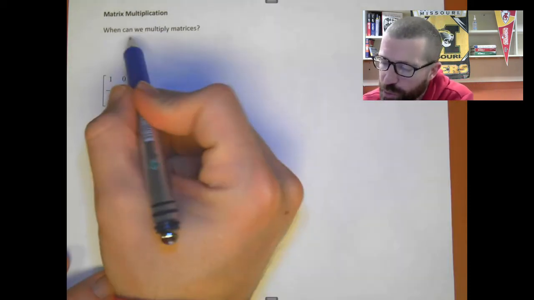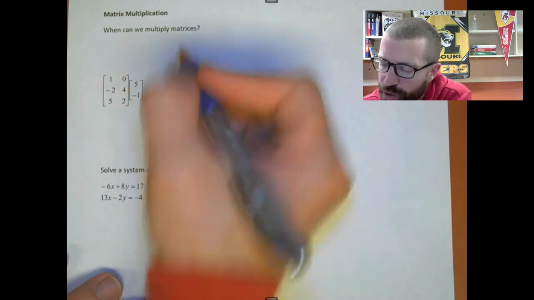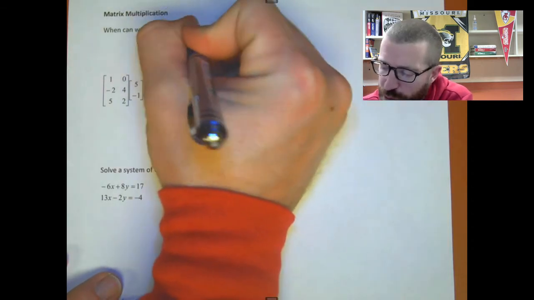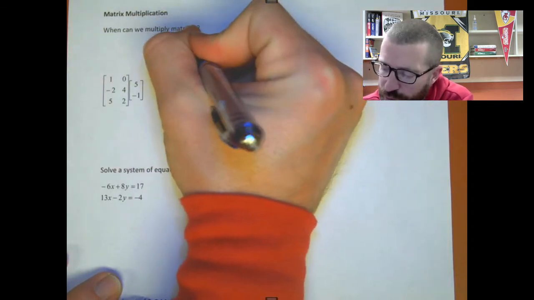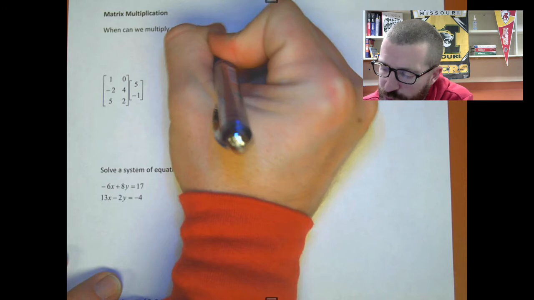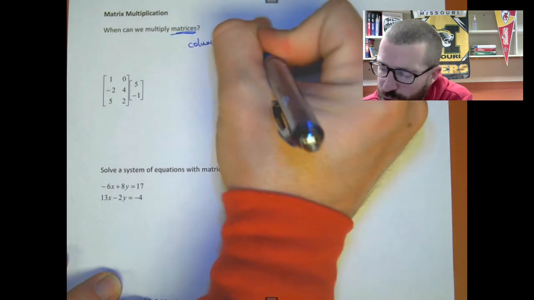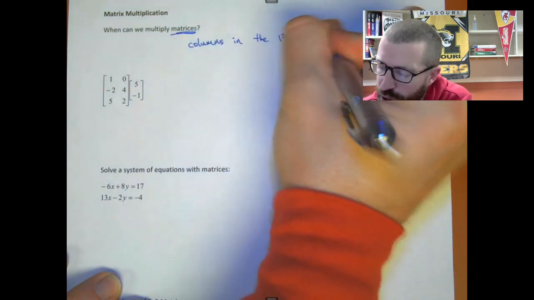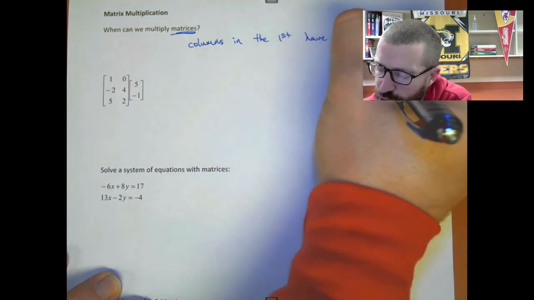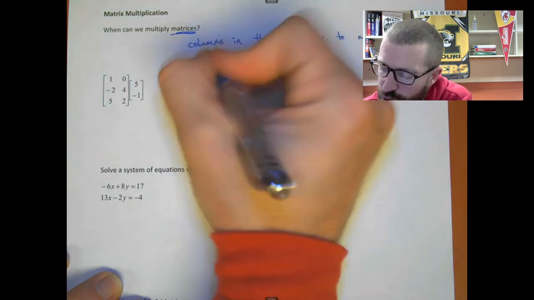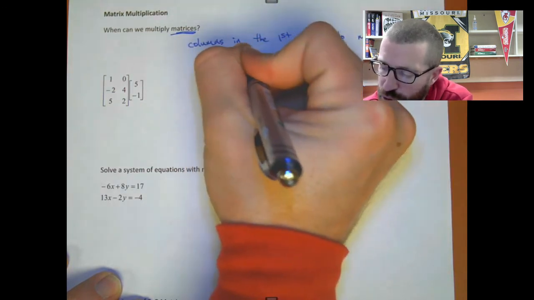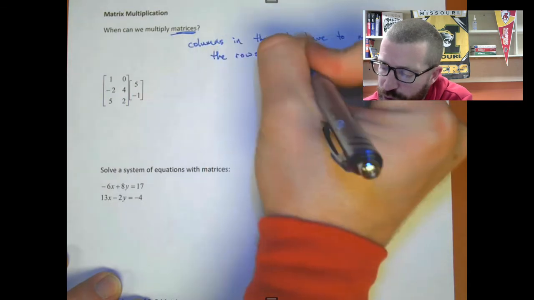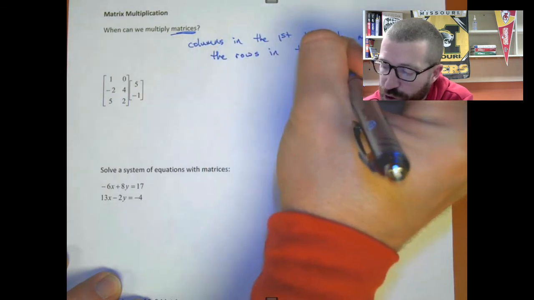So when can we multiply matrices? To multiply the matrices, the columns in the first have to match the rows in the second.